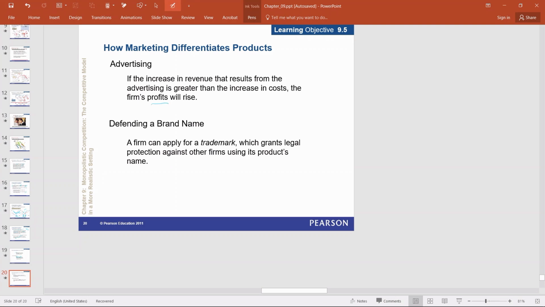and they also can defend their brand name because they can get license of their trademark name, which again make their products differentiated from other firms in the market. So no other firms can imitate or copy their products because it is legally protected.